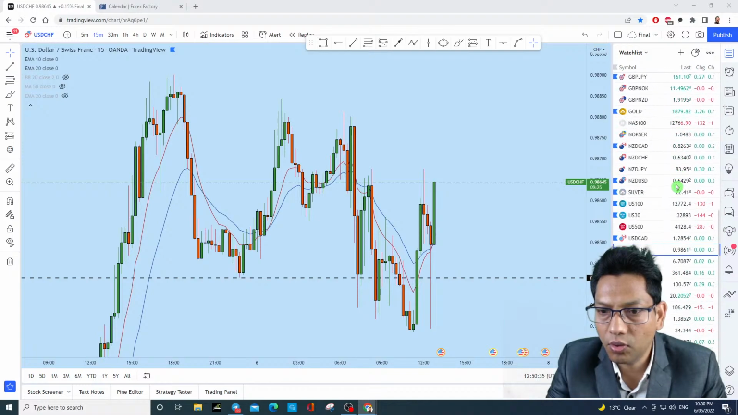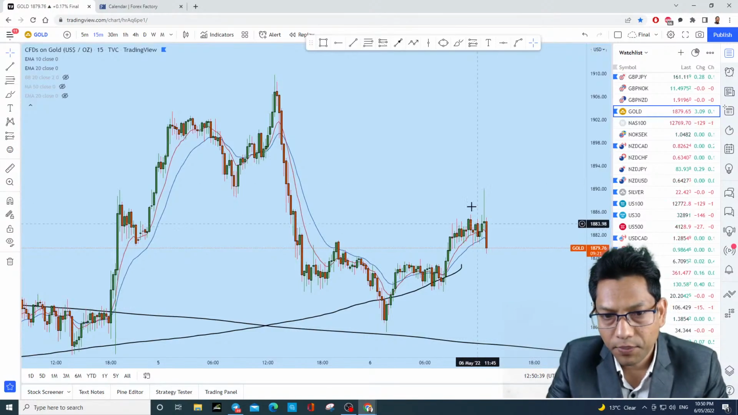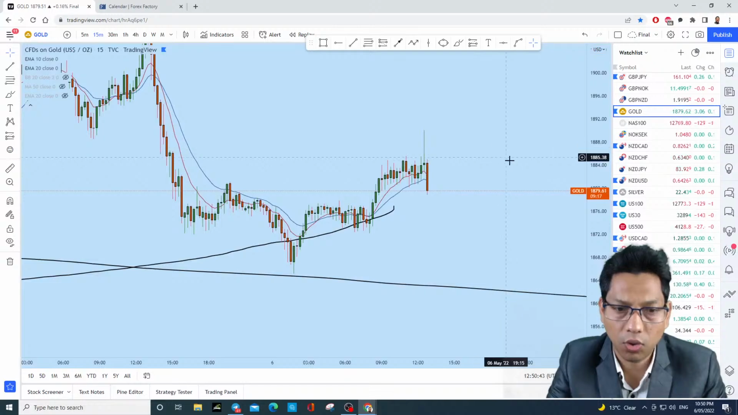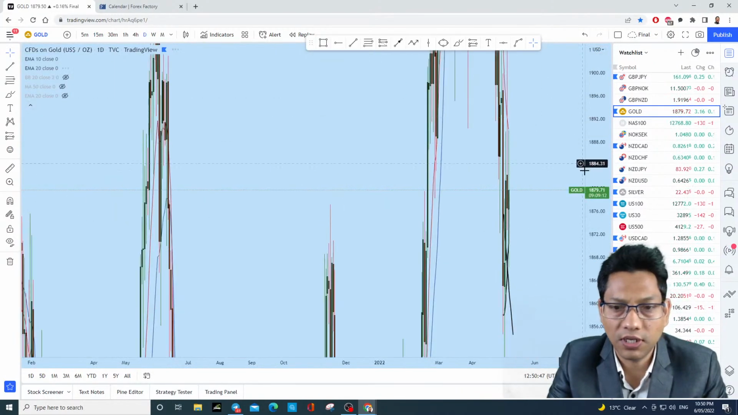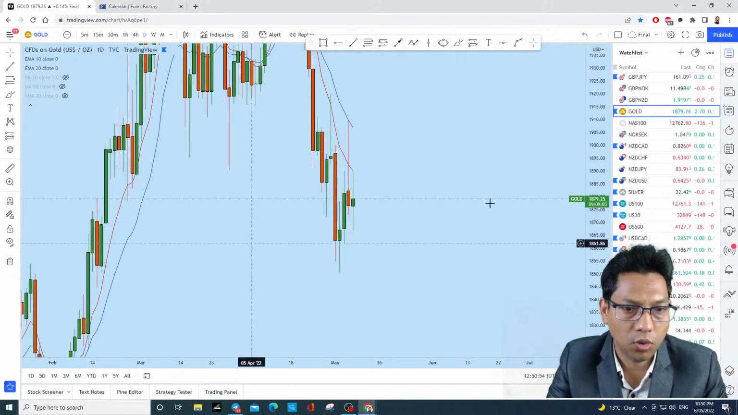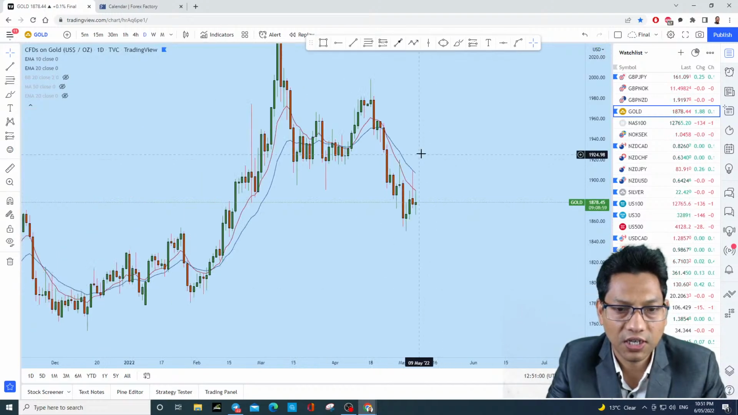Gold is dropping because, as I told you, gold will spike to the downside as USD is getting stronger and gold is getting weaker. Let me see the daily. On the daily as well, we saw a spike to the upside, but finally gold is still bearish, isn't it? You saw the price tested this 20 period moving average and then rejected. Today it tried to push the price higher, and now it's pushing down.